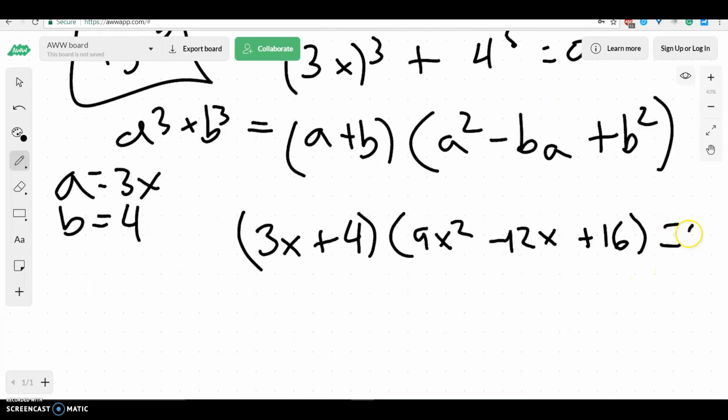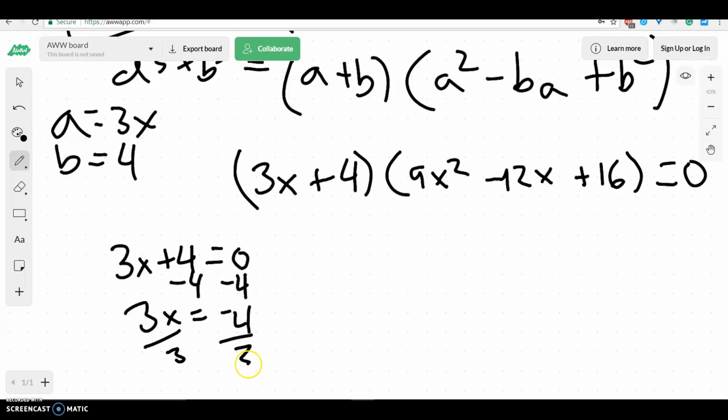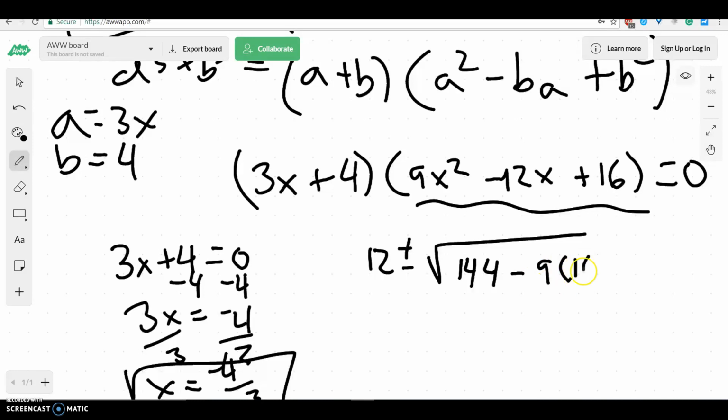Now we want to find out what makes these things equal 0. Well, 3x plus 4 equals 0. That's easy enough to find. We did the same kind of thing last time, and we would find that this is x equals -4 over 3. On this one, because this thing won't factor, we'll use the quadratic formula, which will be 12 plus or minus the square root of 144 minus 9 times 16 times 4, all over 18.